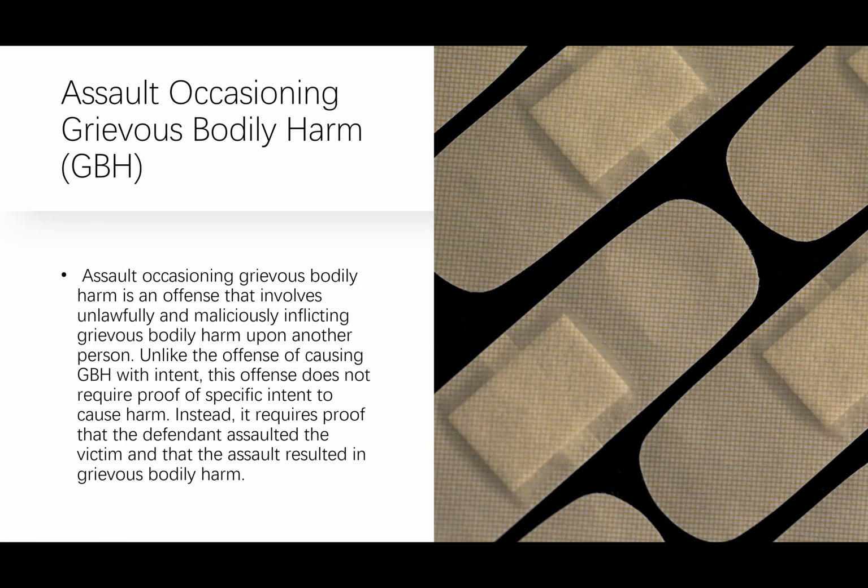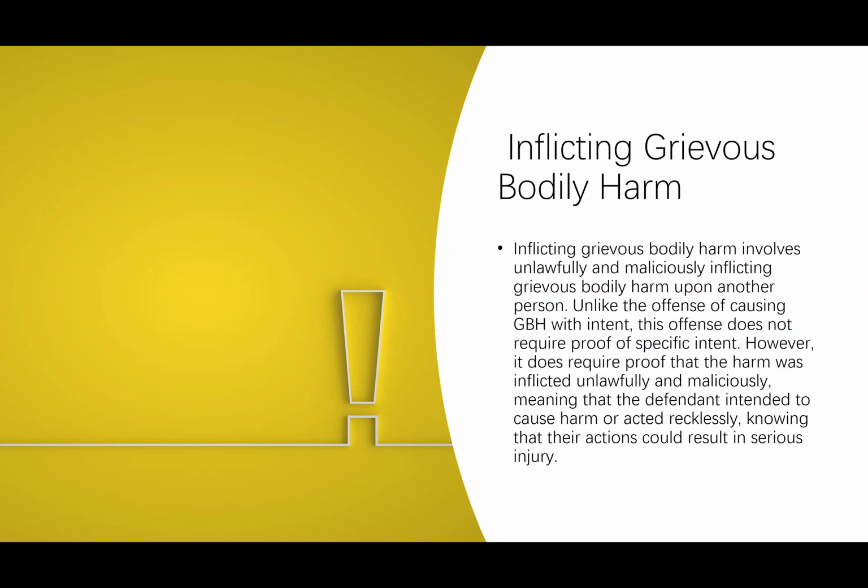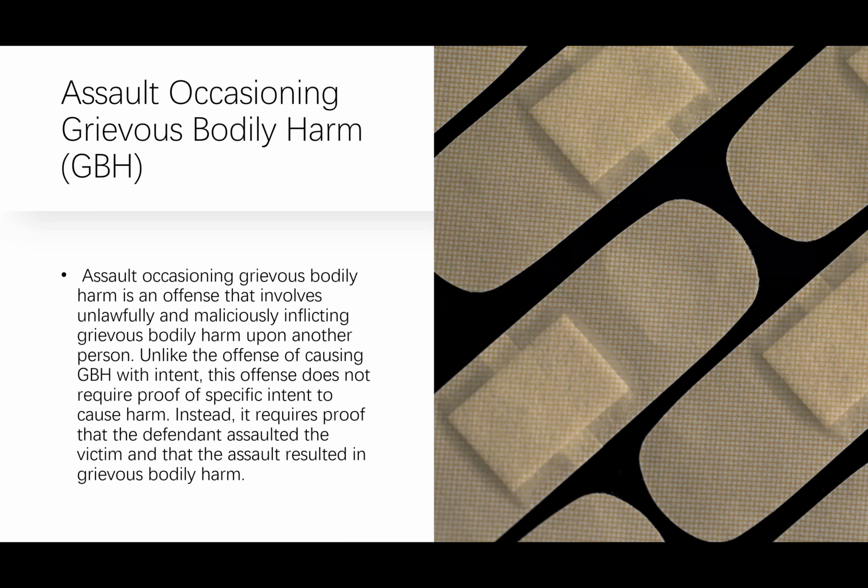We have assault occasioning grievous bodily harm now. It's really an offense that involves unlawfully or maliciously inflicting grievous bodily harm upon another person. Unlike the offense of just causing it with intent, the offense does not require proof of that. So if you assault somebody, it's talking about the assault. You can actually commit grievous bodily harm without assault, and this assault occasioning grievous bodily harm speaks to the fact that the assault actually resulted in grievous bodily harm. So it requires proof that the defendant assaulted the victim, and that the assault resulted in grievous bodily harm.